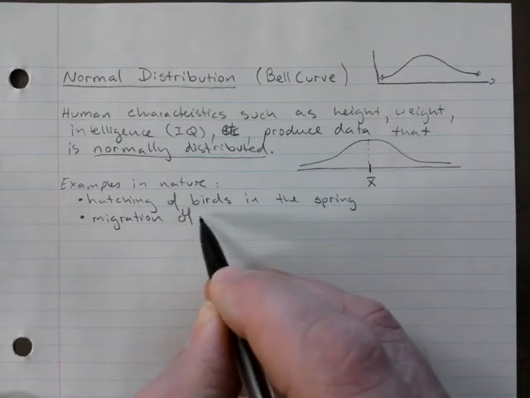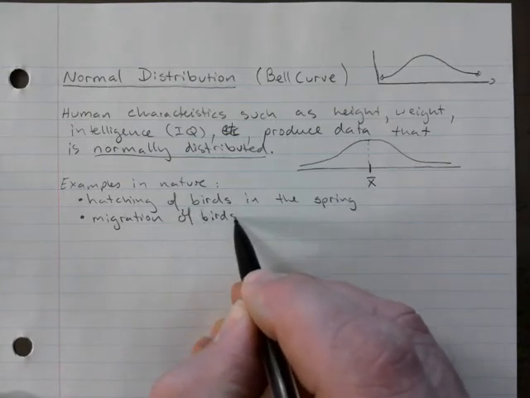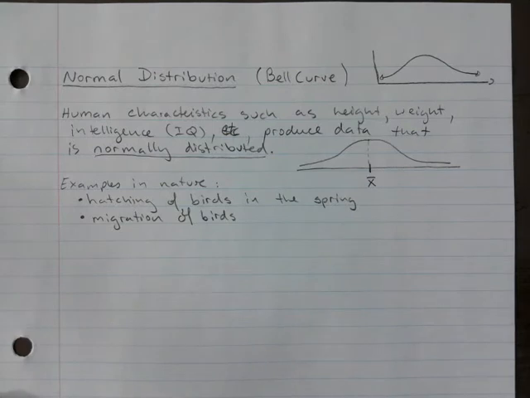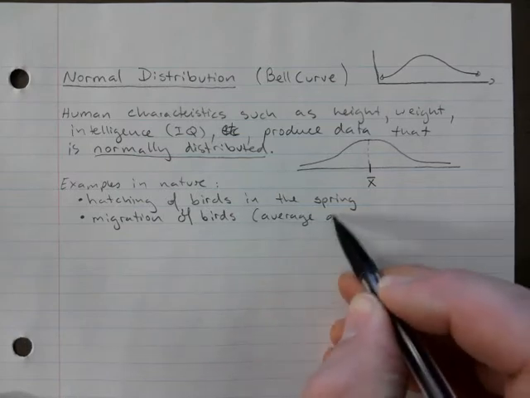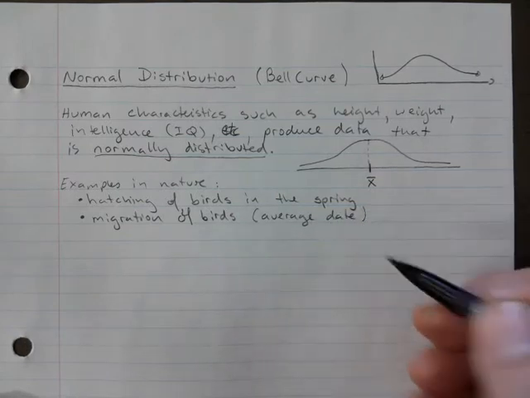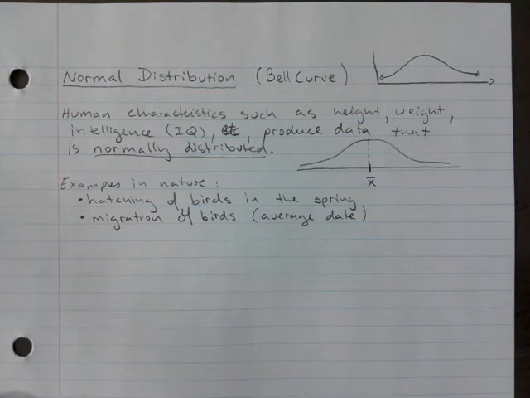Migration of birds or other animals, doesn't just have to be birds, right? There's an average date, right? So that it kind of all goes by that, right?